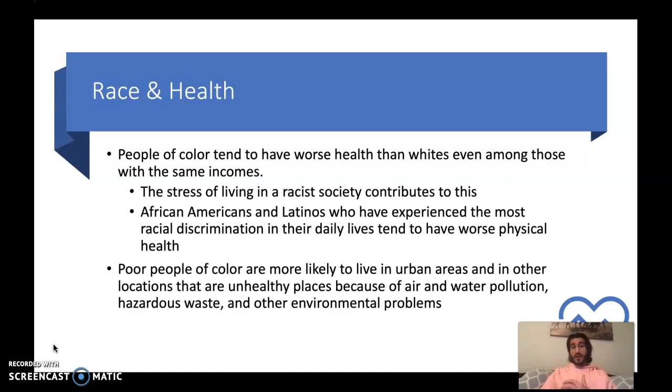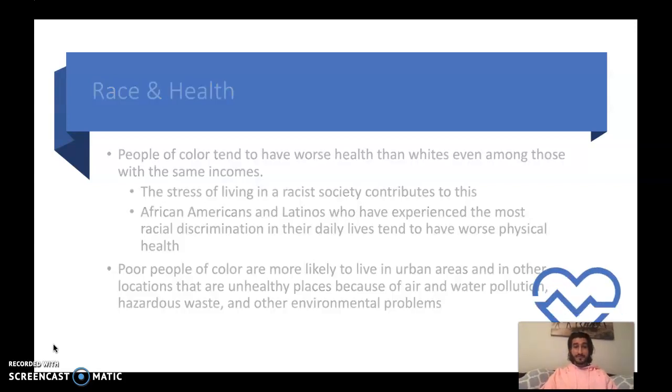Poor people of color are more likely to live in urban areas and other locations that are unhealthy places because of air and water pollution, hazardous waste, and other environmental problems. This just shows how, again, race obviously intersects with socioeconomic status. Since people of color are more likely to be poor and live in poverty, they're also more likely to live in these more dangerous and unhealthy environments. And again, this is something we'll talk more about in a couple of weeks.